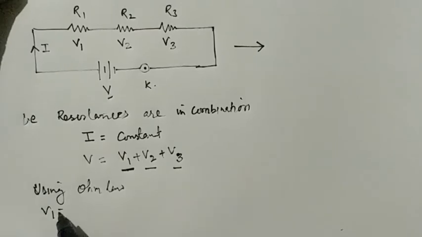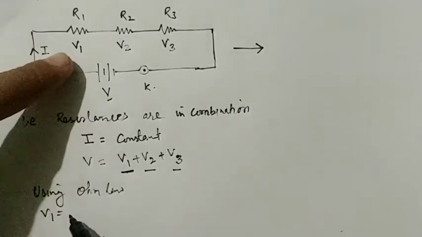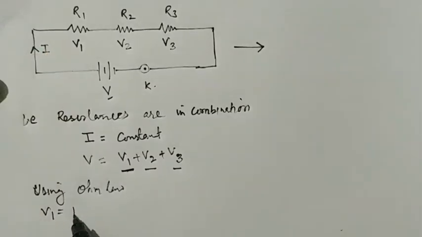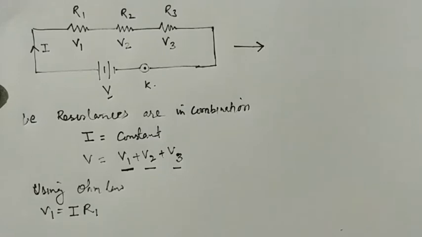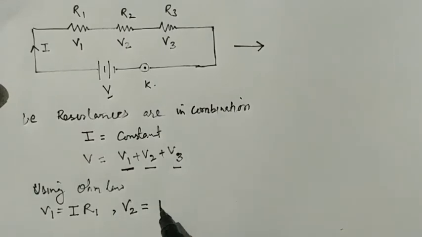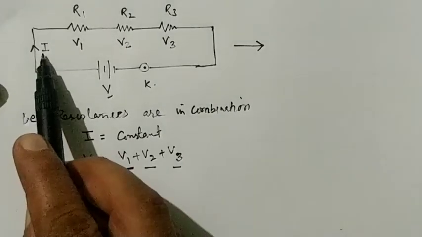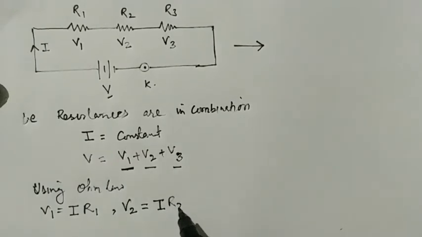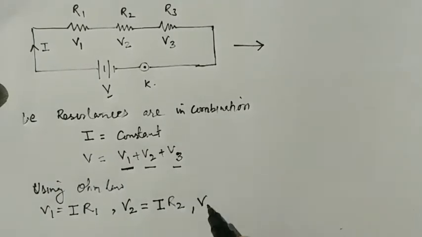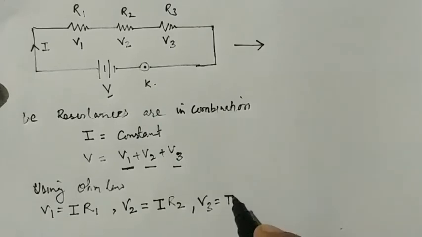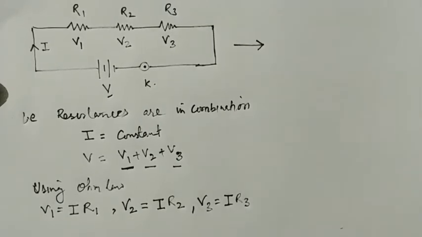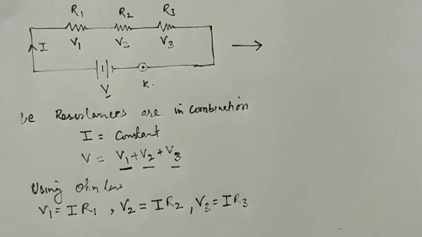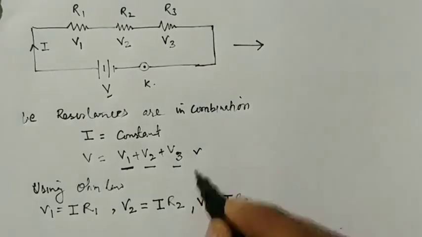V1 is equal to, so what is the potential drop? V1 will be equal to IR. Current in this one is I, and its resistance is R1. Similarly, what is the potential drop across this resistor? V2 will be equal to IR. The current here is the same, that is I, and the resistance is R2. Similarly, V3 will be equal to I R3.